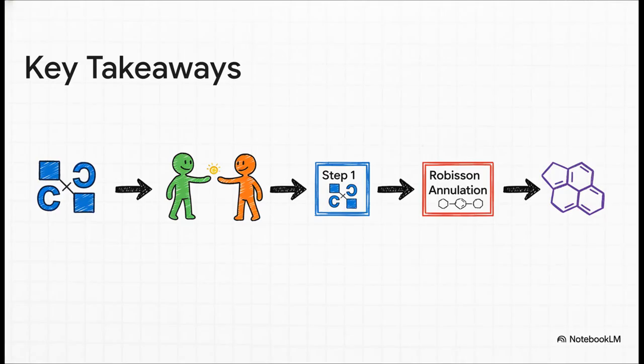All right, let's wrap this up with the key takeaways. What do you absolutely need to remember? First, the Michael addition. Its whole job is to form new carbon-carbon bonds. Second, it always involves a donor and an acceptor. Third, it's a super important first step in bigger reactions, like the Robinson annulation. And finally, all of this matters because these reactions are how we build really important molecules, like steroids.